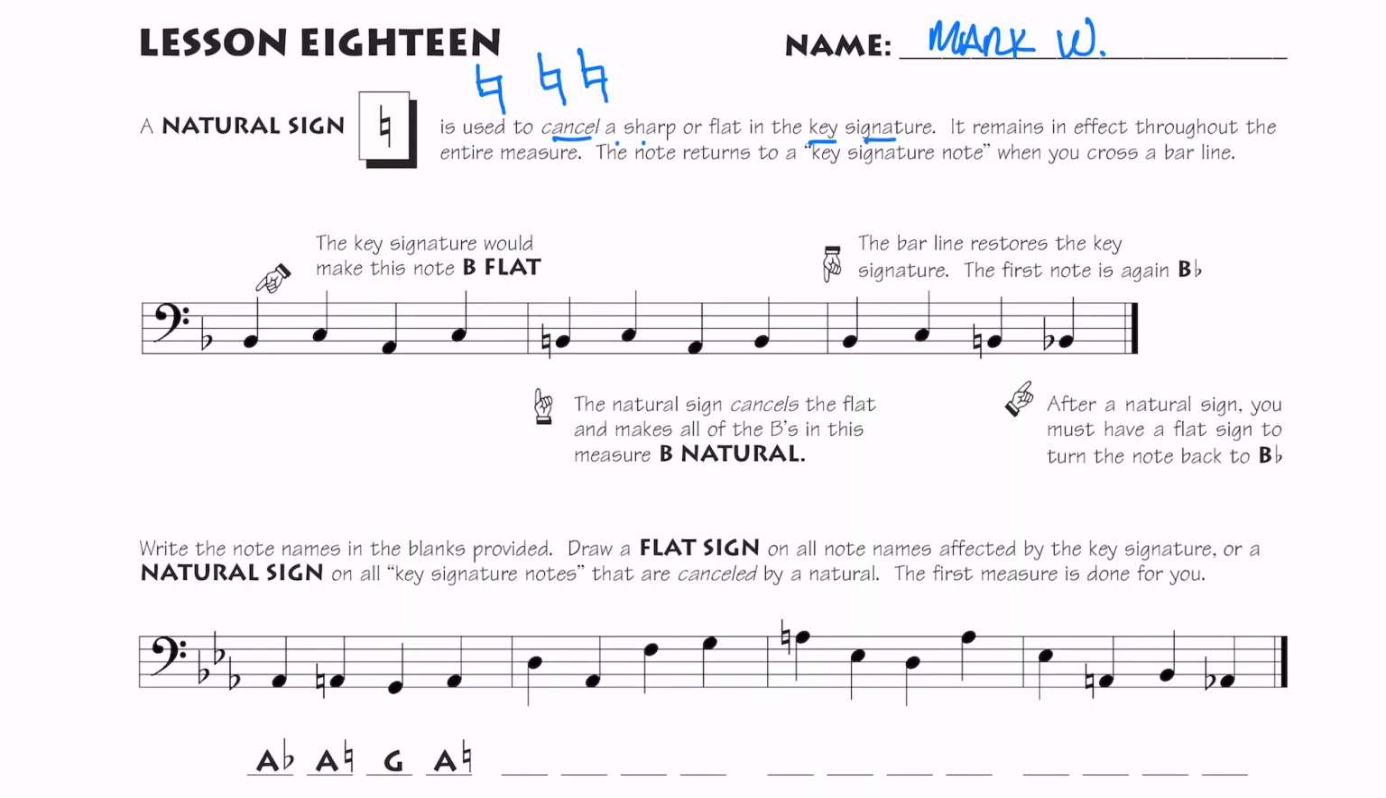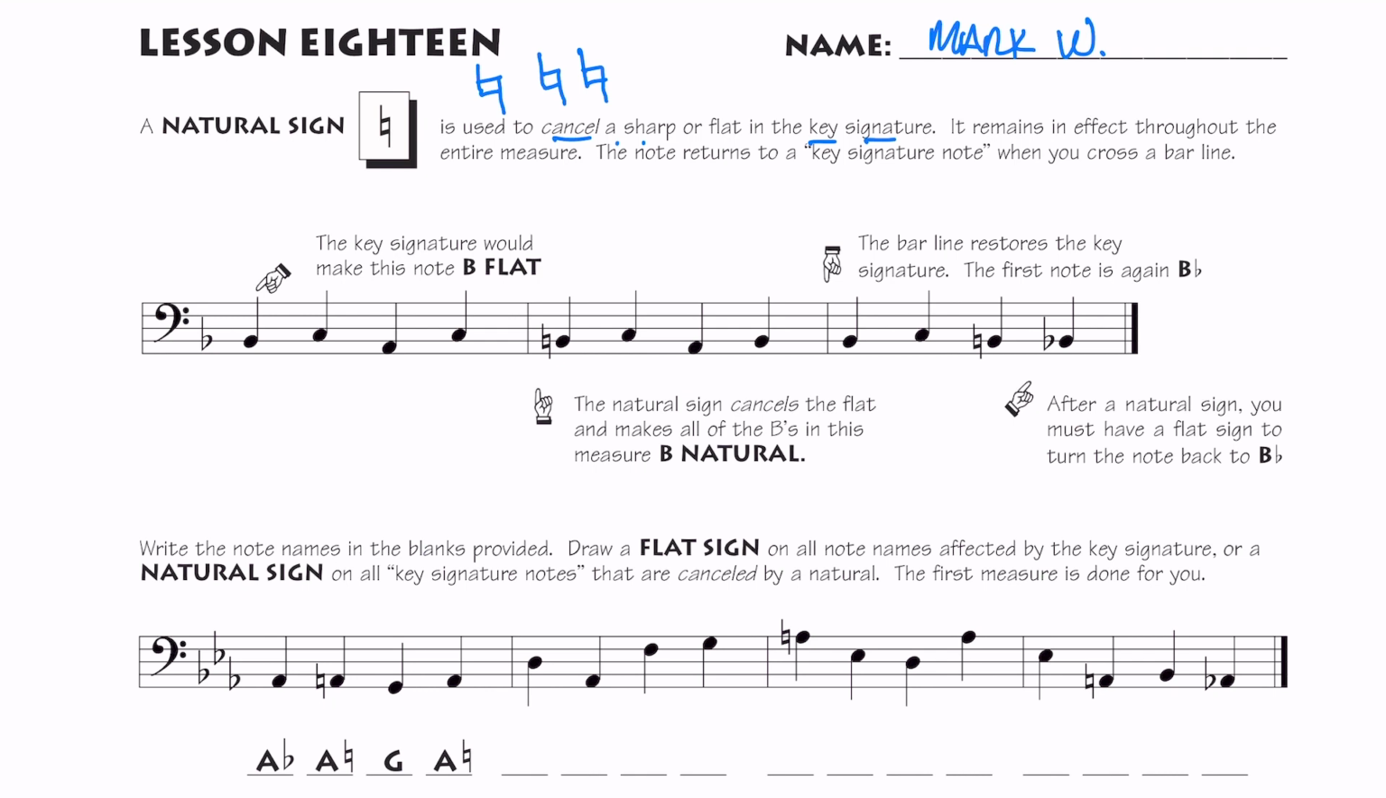The thing that you remember about sharps and flats is that they remain in effect for an entire measure. So if I have a B flat at the beginning of a measure and I have that flat sign, every B in that measure is affected by that flat sign. Okay? The bar line starts over. So it works the same way with naturals. When you cancel an accidental in the key signature, every note after in that measure is also canceled.